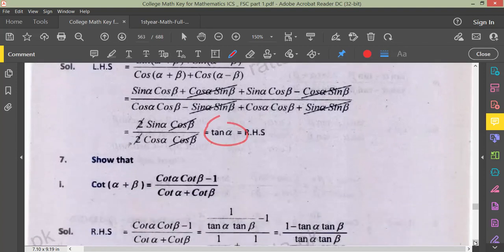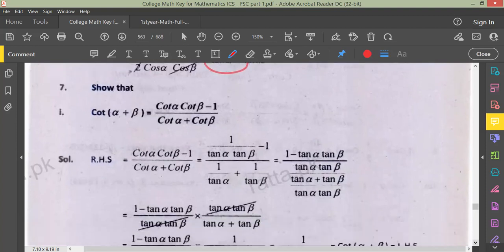Similarly, if we do question 7, in question 7 there is written cot of alpha plus beta is equal to cot of alpha cot of beta minus 1 over cot alpha plus cot of beta. So we simply take the right hand side, which is equal to cot alpha cot beta minus 1 over cot alpha plus cot beta. So cot alpha cot beta will be equal to 1 over tan alpha tan beta minus 1. Similarly, cot alpha will be equal to 1 over tan alpha, cot beta will be equal to 1 over tan beta. After taking LCM tan alpha tan beta, this tan alpha tan beta will be cancelled out with this. So this will be equal to 1 minus tan alpha tan beta over tan alpha plus tan beta.